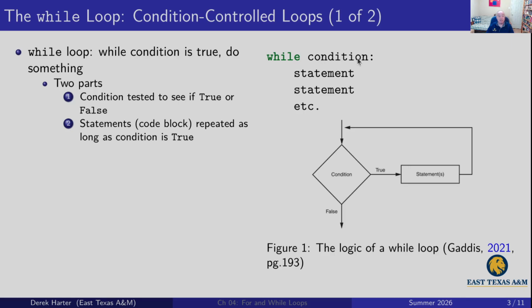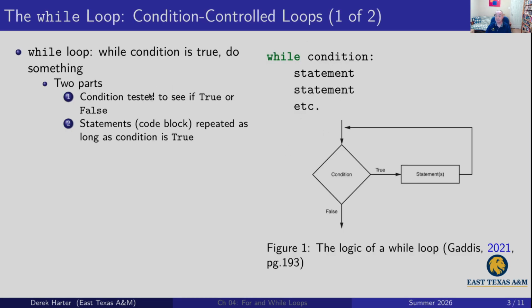So again, this has a Boolean condition like our decision structures we talked about in previous videos. So we're going to be testing if something is true or not. As long as this is true, we will execute these statements, and then we'll come back up and test it again, right? So that's the loop part. If the condition is true, we execute statement, statement, statement, then we go back up and test the condition again, right?